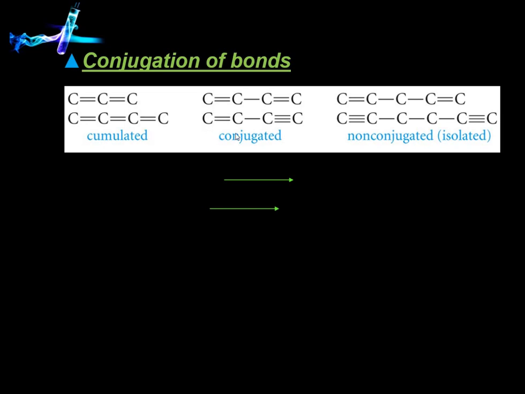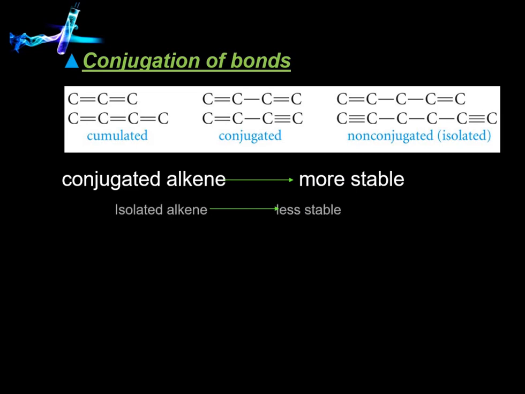What is meant by conjugated diene? The conjugated dienes are those in which two double bonds are separated by a single bond. Non-conjugated or isolated dienes are those in which two double bonds are separated by more than one single bond. And cumulated dienes are those in which two double bonds are connected to the same carbon atom or similar atom. Among these three types, conjugated alkenes are usually more stable as compared to isolated or cumulated alkenes.